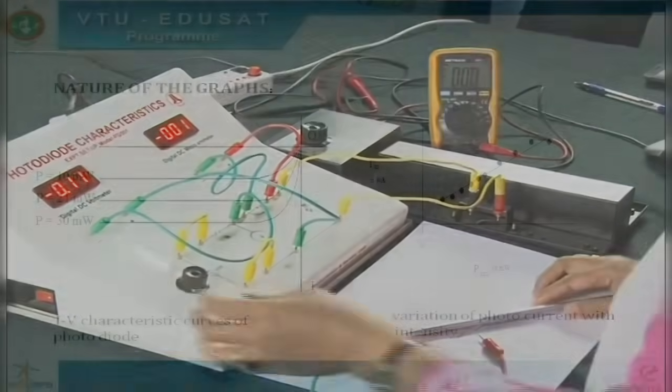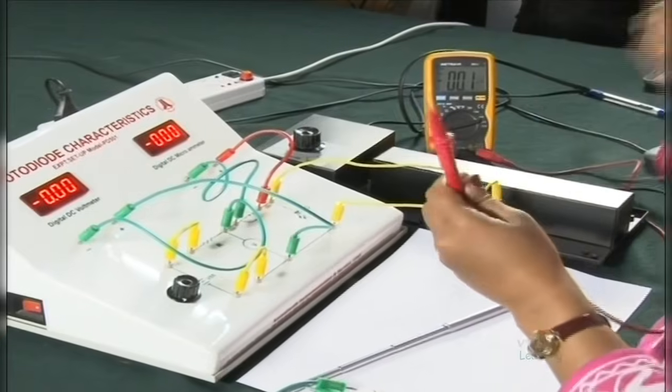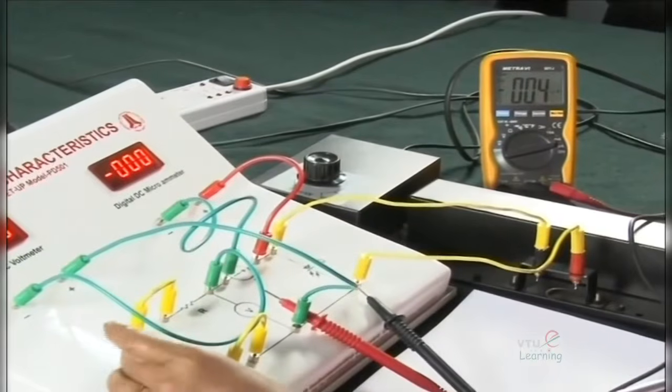Plot the characteristics. We observe that there is a variation of current only when the illumination is on the photodiode. But when the illumination is off, since the diode is connected in reverse bias, you observe a very small flow of current through the diode, which is called dark current. It is because of the reverse saturation current through the diode, which can be shown using a multimeter, because it is a very small current. I can show you the small current flowing when the illumination is off.